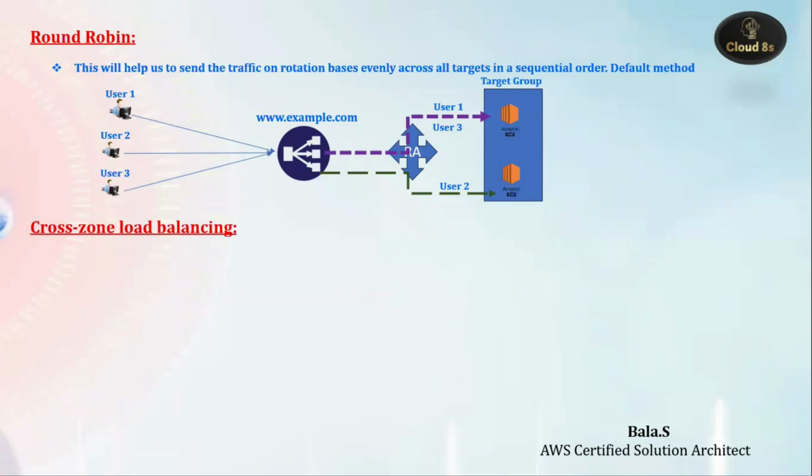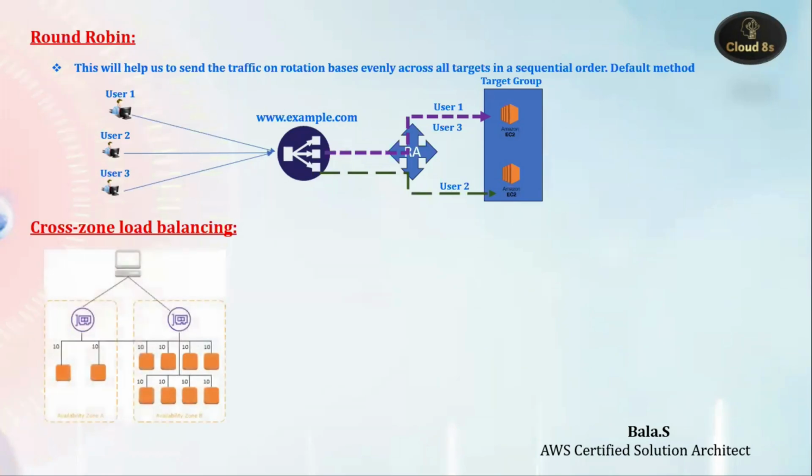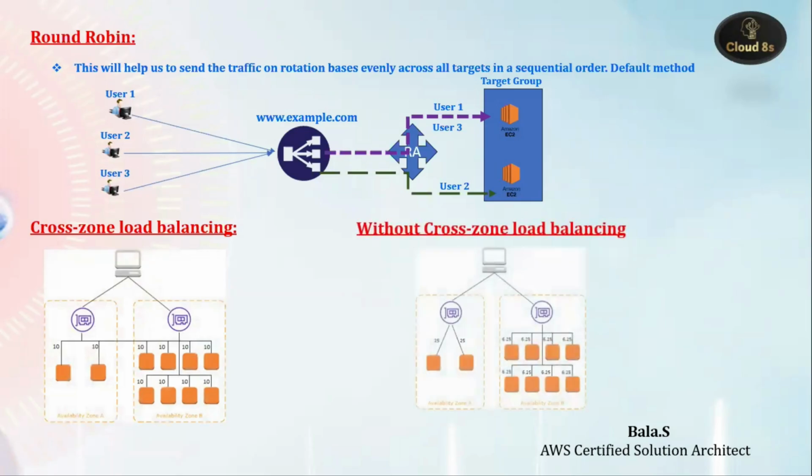When we are configuring the round robin routing algorithm, we need to know about cross zone load balancing. How the traffic will be split up without cross zone load balancing, we will see in the next slide. Cross zone load balancing means we can place our EC2 instances in multiple availability zones.